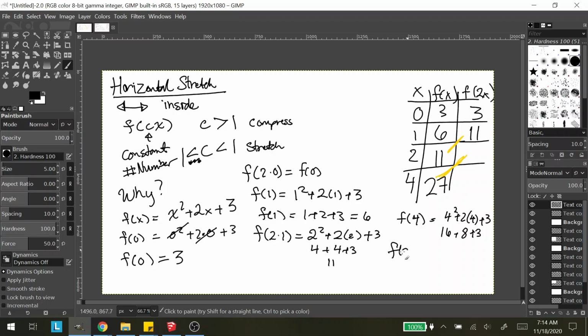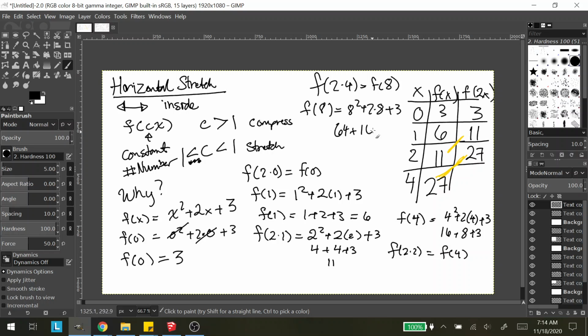And if I have f of 2 times 2, well, that's the same thing as f of 4. That's exactly the same thing. And then if we look at f of 2 times 4, that's the same thing as f of 8. So we don't have f of 8, so we'll have to find that real quick. Eight squared is 64, plus 16, plus 3, 70, 80. I get 83?